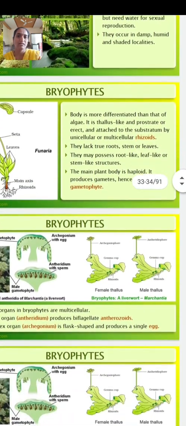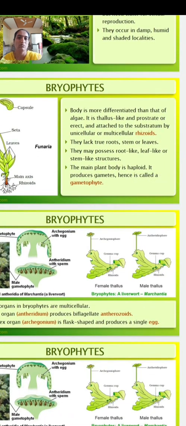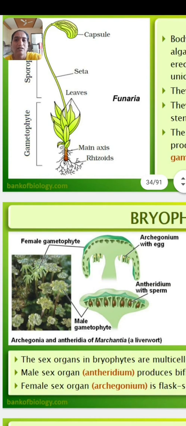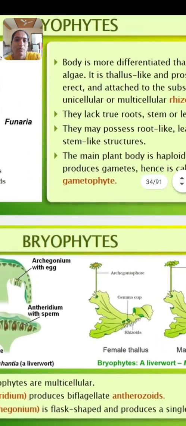The body is differentiated more than that of the algae. It is thallus-like and prostrate or erect, attached to the substratum by unicellular or multicellular rhizoids. What are the rhizoids here? Look at the diagram. Rhizoids are the root-like parts which are deeply penetrated in the soil and play a role like roots. They absorb water and minerals and they support the aerial plant body.